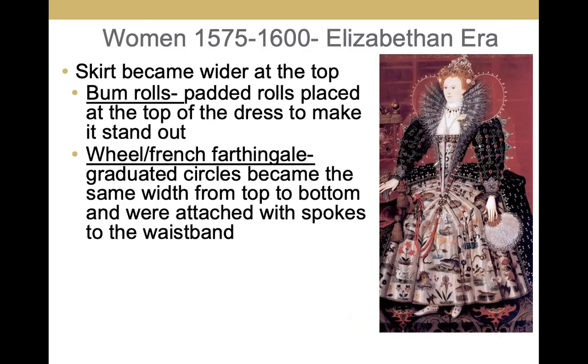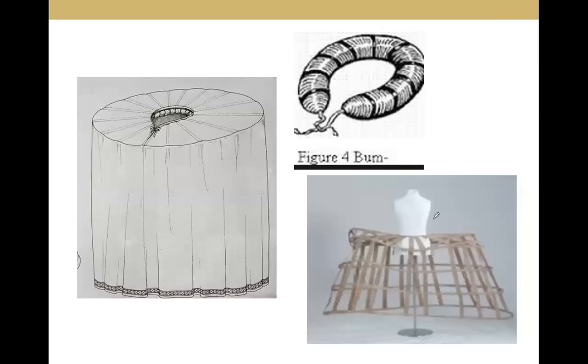One of the big changes was the switch from the vertigale to the wheel farthingale. So the wheel farthingale was actually this. It was very big at the top, almost like putting a wheel around your waist with spokes. And then it just fell from that area down to the bottom.